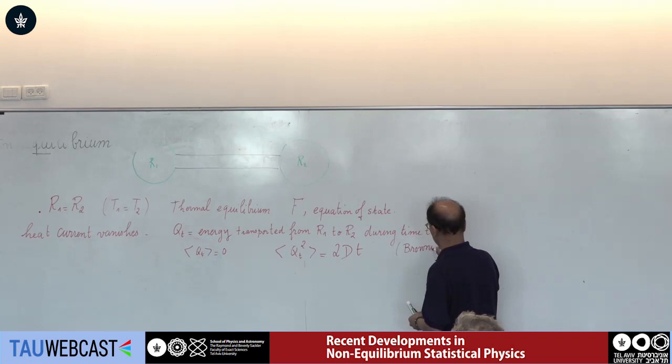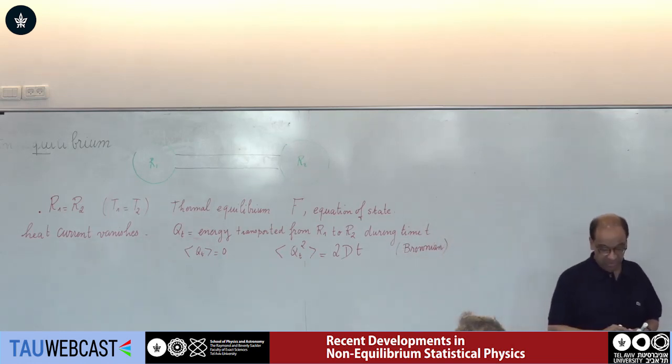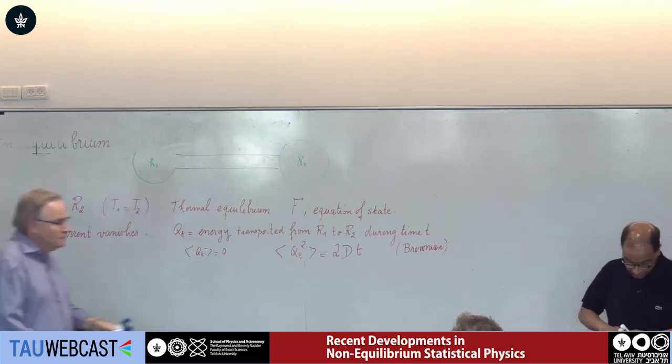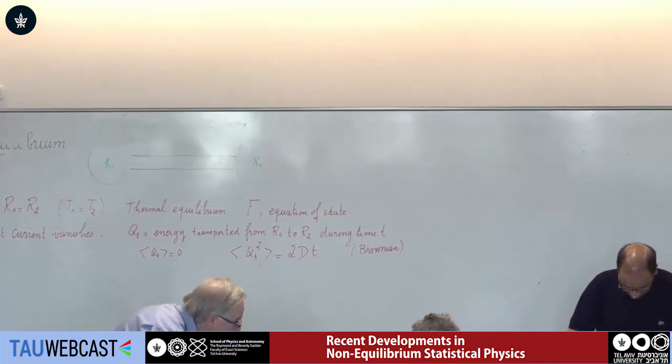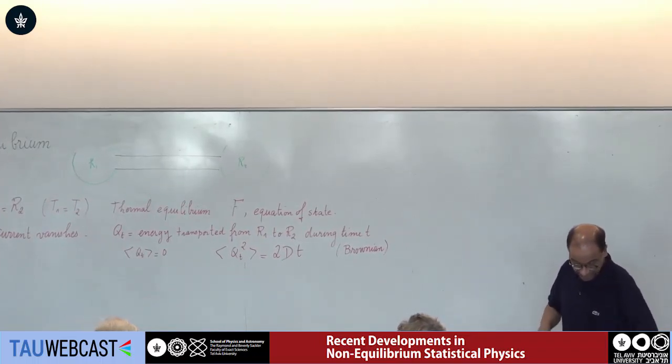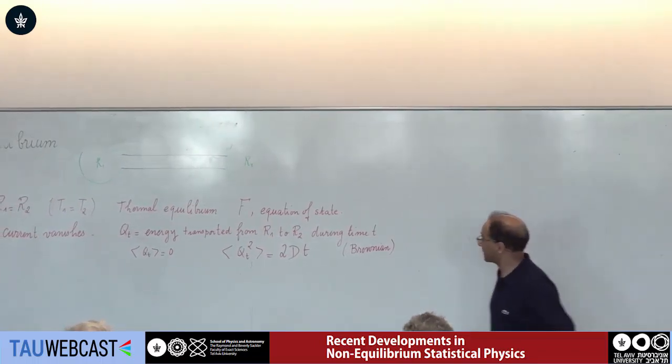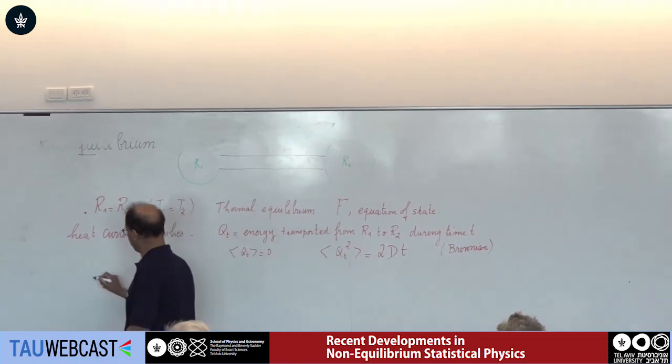It's not the same Brownian motion as Brown saw in his microscope, but in essence, it's the same thing. Now I can speak for 10 hours, at least. So, this is the equilibrium case.